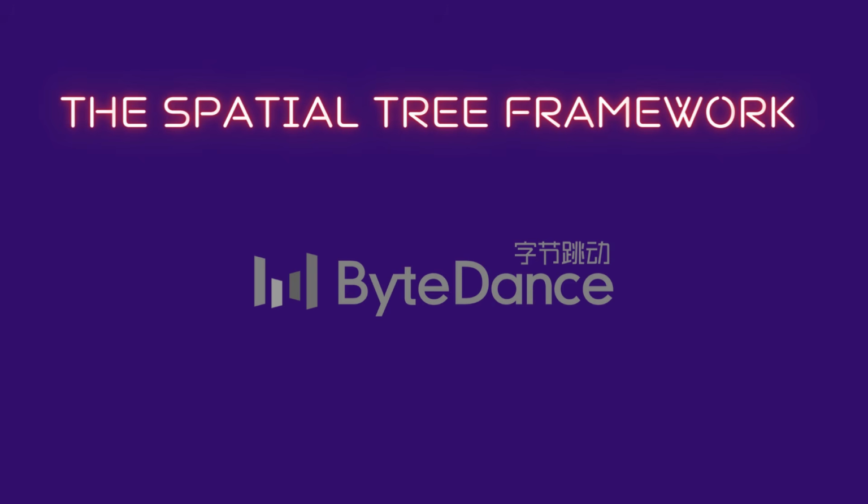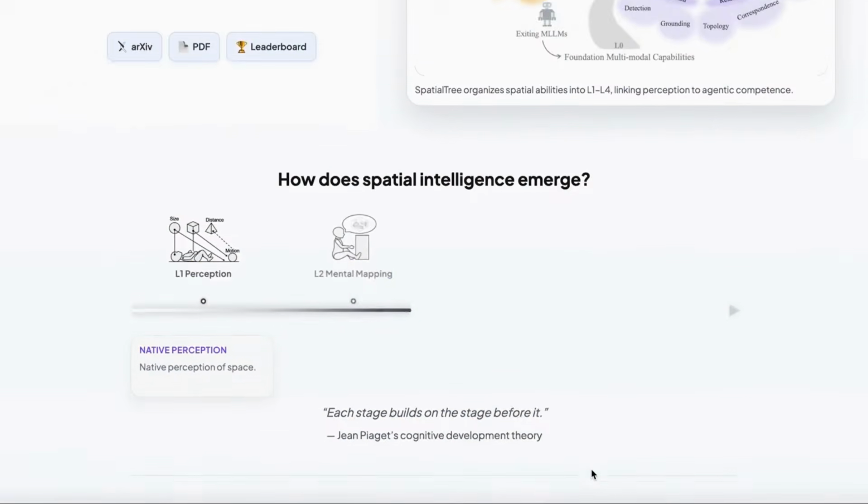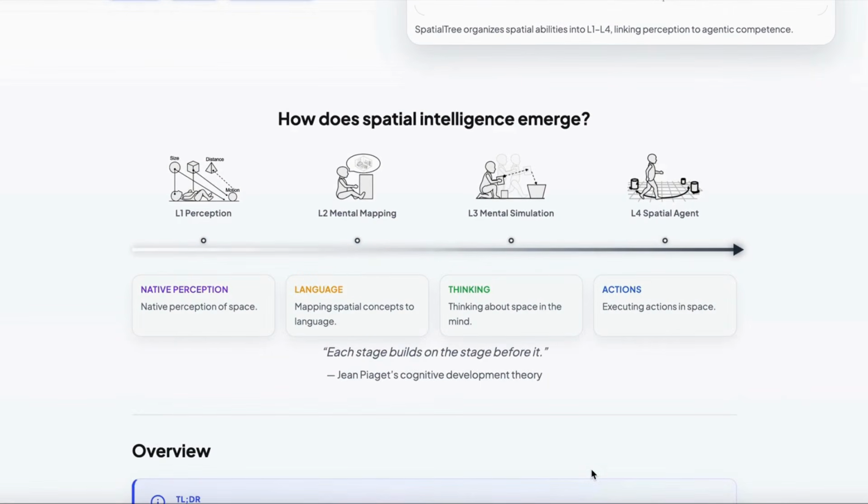The SpatialTree framework. A cognitive science-inspired taxonomy designed to explain spatial intelligence in multimodal large language models. Not as a collection of tasks, but as a structured hierarchy of capabilities. The researchers propose a 4-level hierarchy for spatial intelligence, and honestly, it's brilliant. Let me break it down for you.